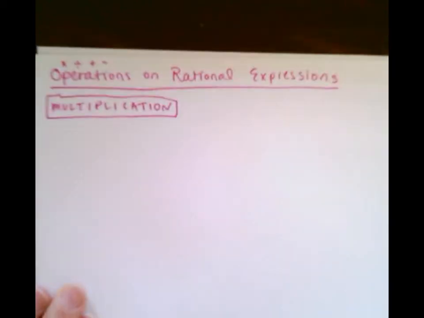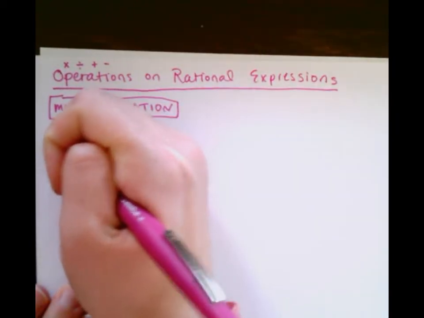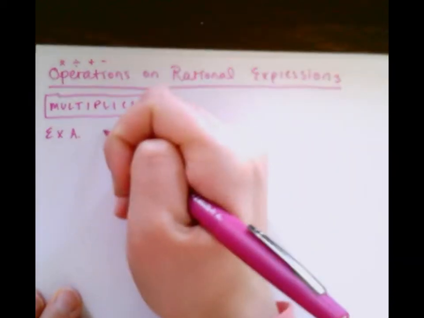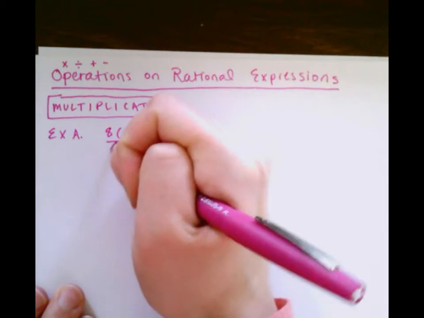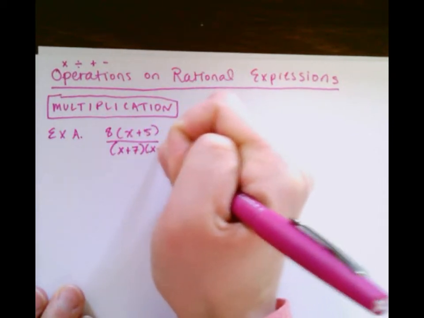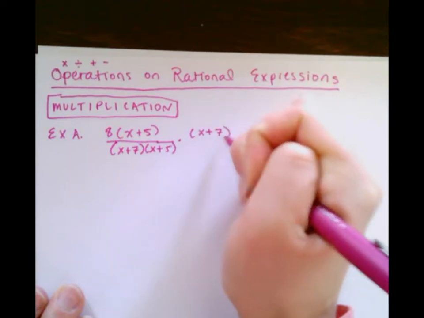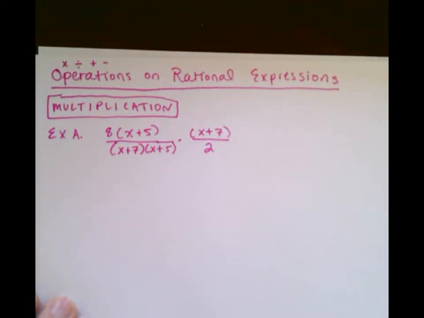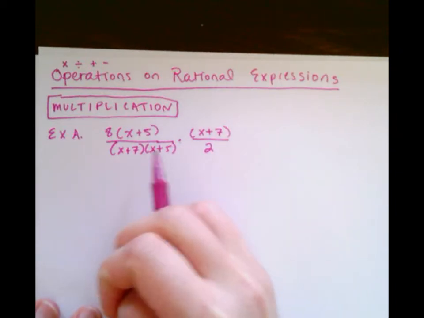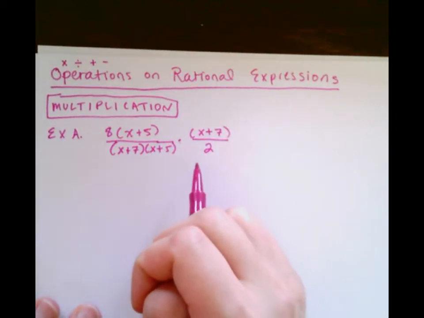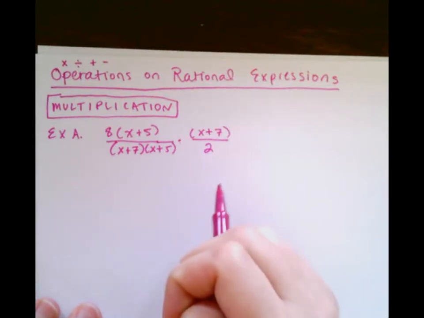And really, remember when you multiply fractions, you just multiply straight across, right? So my example A will be 8 times x plus 5 over x plus 7 times x plus 5 multiplied by x plus 7 over 2. This is a multiplication of two different rationals, and I'm just going to multiply straight across. I also want to look to see if there are any factors I can cancel on top and bottom, and you could do that before or after you multiply straight across.